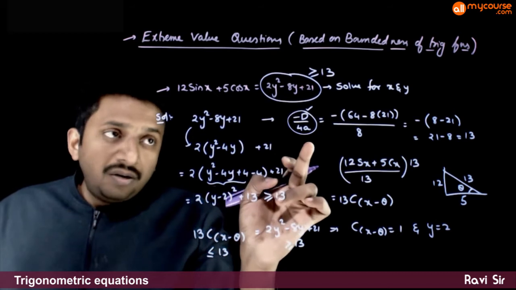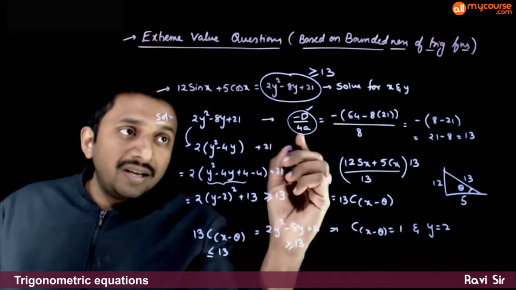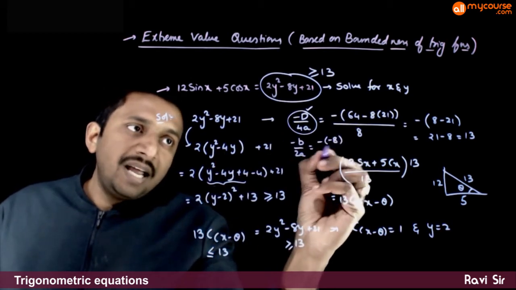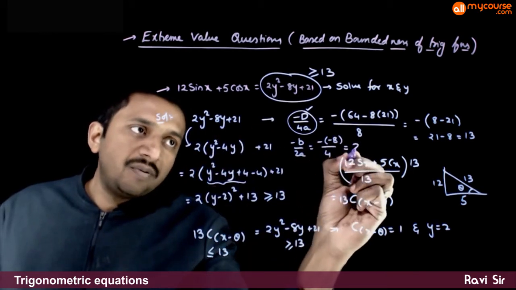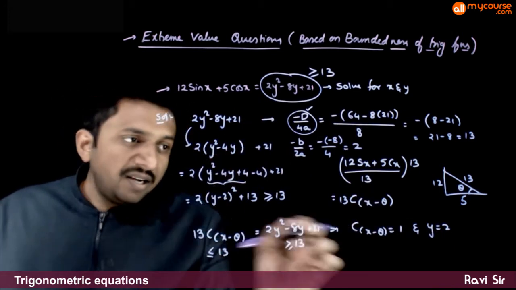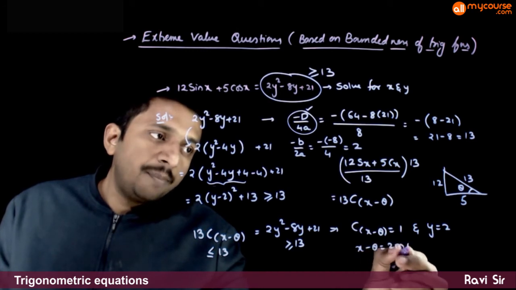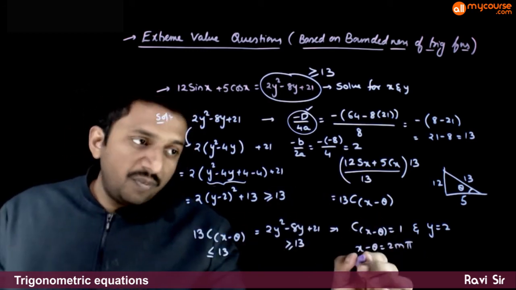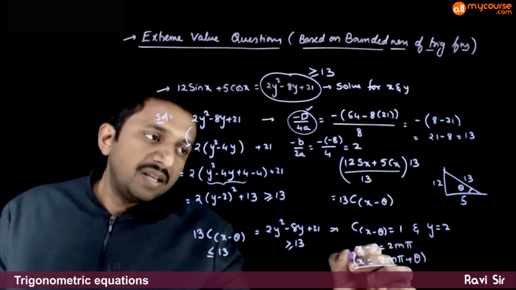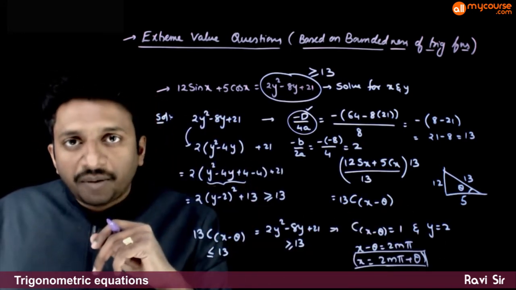Right? So if you want to do it by the formula, this is the minimum value, and this minimum value occurs at minus b by 2a. That's the formula. It is minus of minus 8 by 2a, which is 4. It is equal to 2. You're getting the same answer. So y has to be equal to 2 for this equation to be valid, and cos x minus theta has to be equal to 1. So x minus theta has to be equal to 2m pi, right? Even multiples of pi. So x is equal to 2m pi plus theta. So this is the possible value of x, and this is the possible value of y.